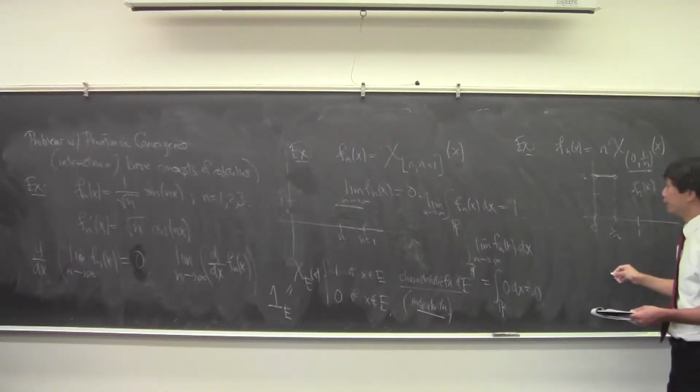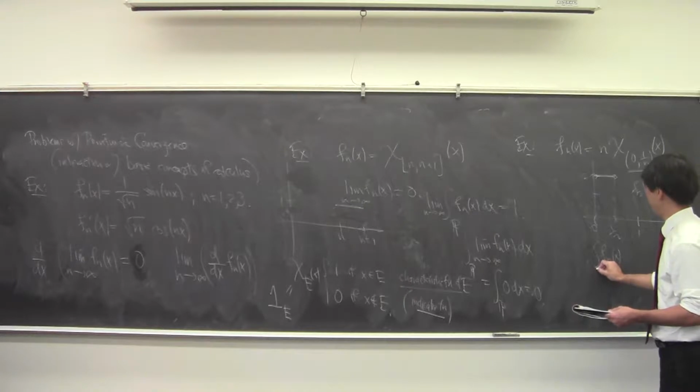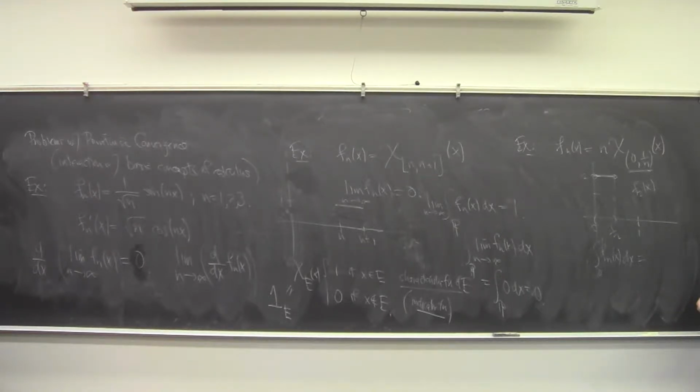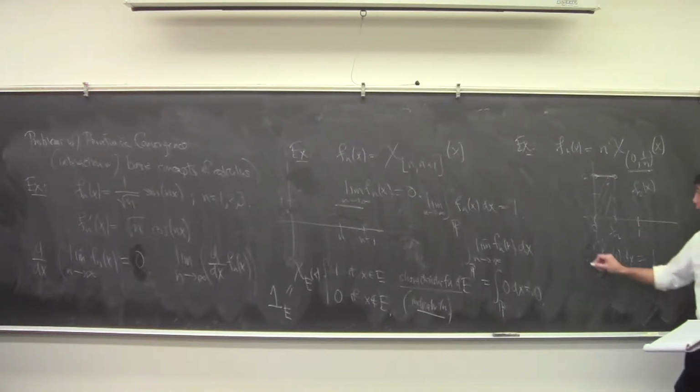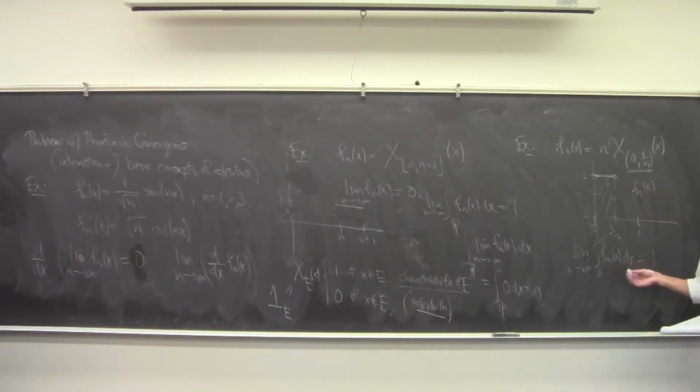Well, what's the integral of each of these guys? The integral over [0, 1] of each of these is going to be what? Too easy. How much area do I have here? 1. And again, if I take the limit as n goes to infinity, that's a constant, so I get 1.